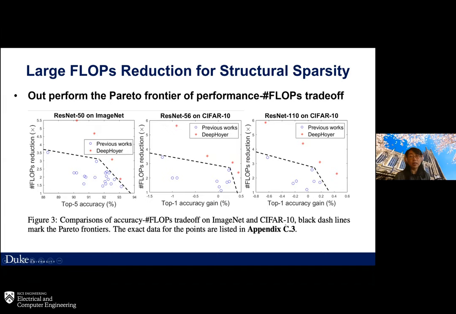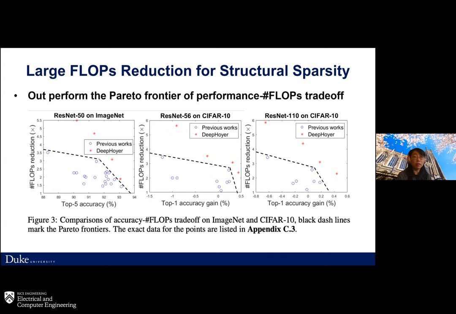So this concludes the introduction of Deep-Hoyer. As you can see, this work is mainly software or algorithm-domain driven. Our goal is to have a differentiable and scale-invariant regularizer so that it can be applied to sparsity methodologies directly without having to worry about the optimization of scale.